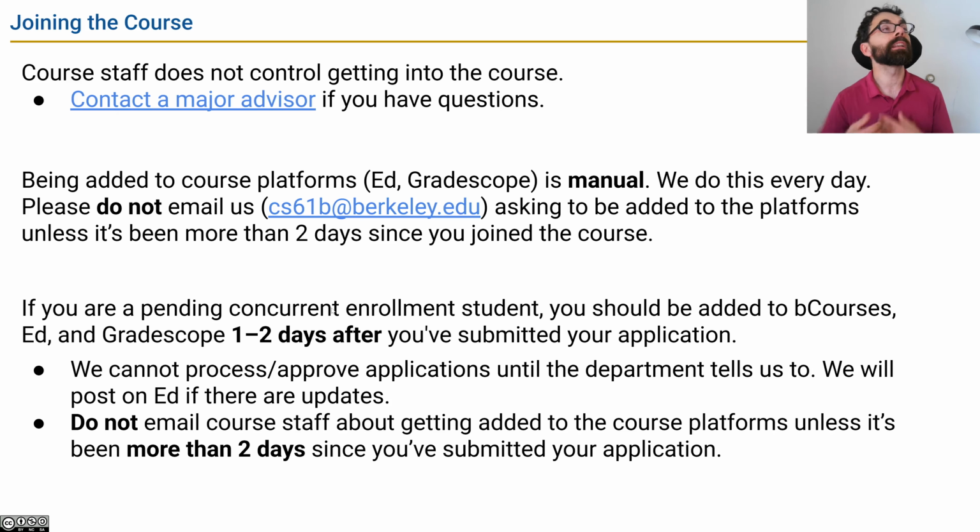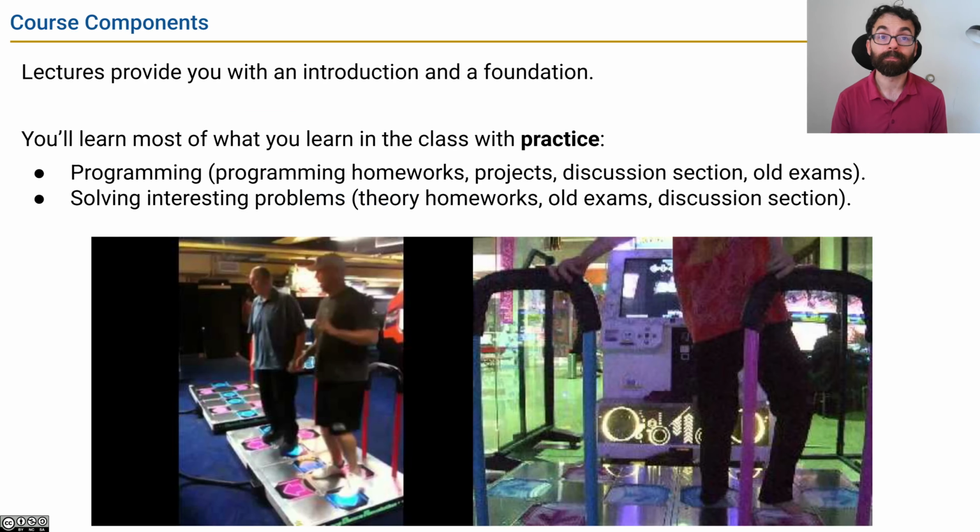Now, if you're wondering when you officially get to be in the class, like in the system, it usually takes a week or so, maybe 2 weeks. But you should just proceed assuming that you're in the class if you're a concurrent enrollment student. We have never had to turn anyone away before. I can't guarantee you'll make it in, but I think you should be able to.